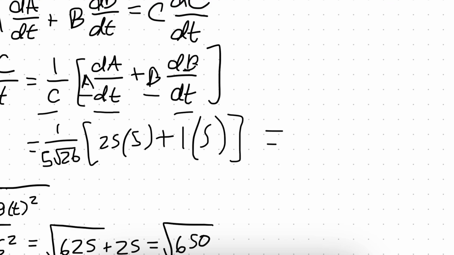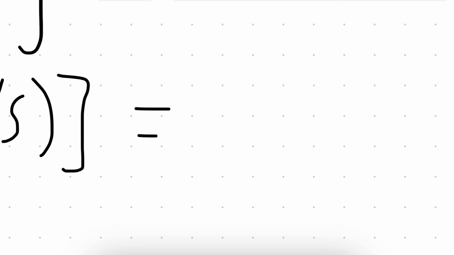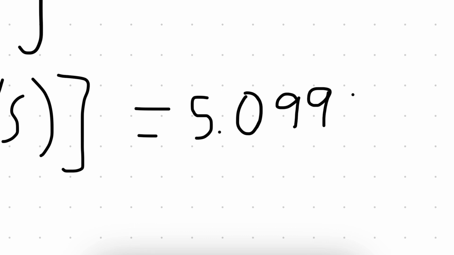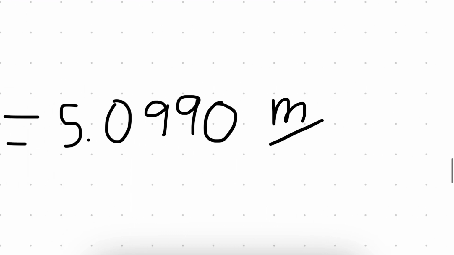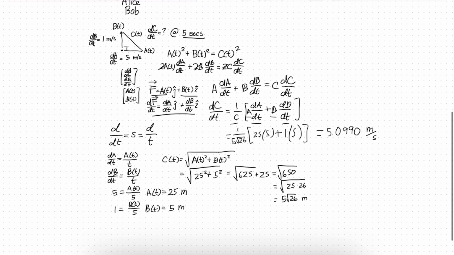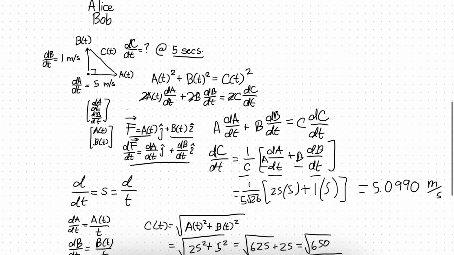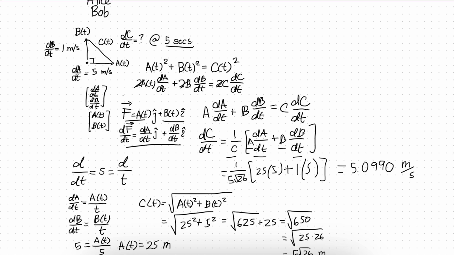So if you punch that into your calculator, 26, 5 times 5 plus 1 times 5, you find that dc/dt is precisely 5.0990 meters per second. So Alice and Bob are separating from each other at precisely 5.099 meters per second.